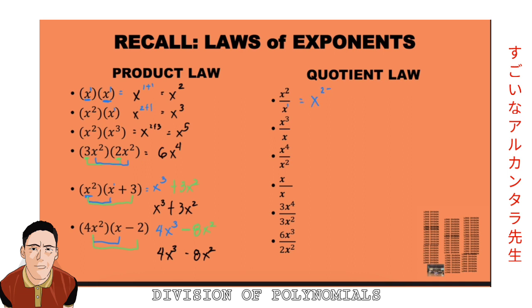So this will be x raised to 2 minus 1. This will give you x raised to 1, or simply x. We stick with that. We're good with x. Next, we have x raised to 3, with an invisible 1 here for x, divided. You'll have x raised to 3 minus 1. That would be x raised to 2. Next, x raised to 4 divided by x raised to 2. That's x raised to 4 minus 2. This will give you x squared.